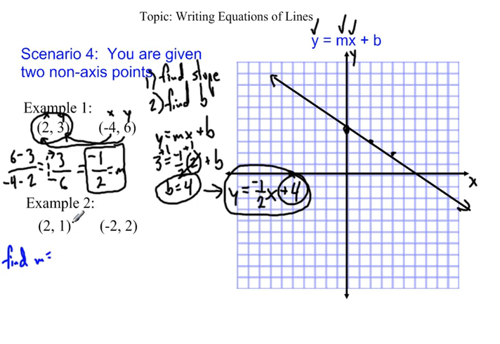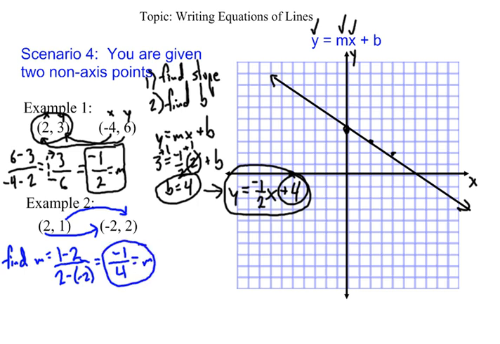And that's going to be, we'll do 1 minus 2 on top, change in y. And on bottom, change in x. So 2 minus negative 2. So it gives me negative 1 over 2 plus 2, which is 4. So I've already found slope. Now once you find that, remember up here, you got to find b next. So to find b, I'm going to put it in slope-intercept form, y equals mx plus b, substituting negative 1/4 in.